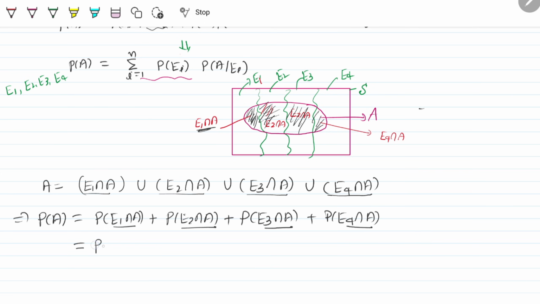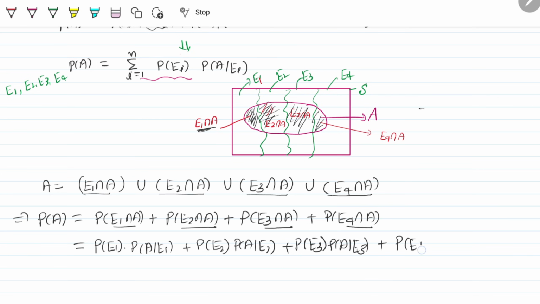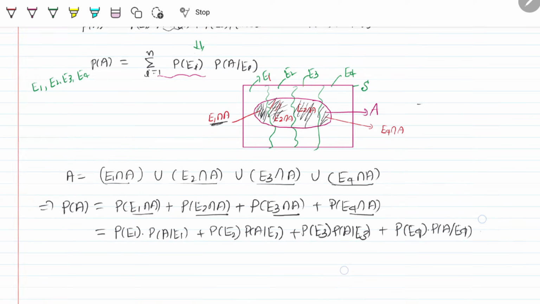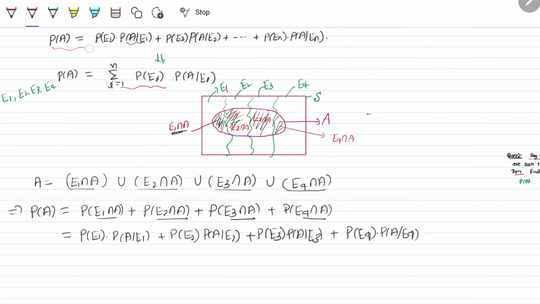So for the dependent events, we can write P(E1) into P(A/E1) plus P(E2) into P(A/E2). Similarly, P(E3) and P(A/E3), P(E4) and P(A/E4). Okay, so for example, if we consider n partitions, then it will go up to plus ... plus P(En) into P(A/En). Okay, I hope this is clear how total probability is defined.